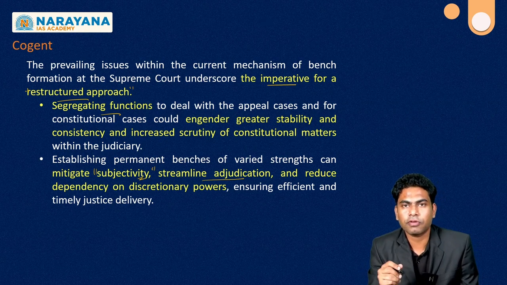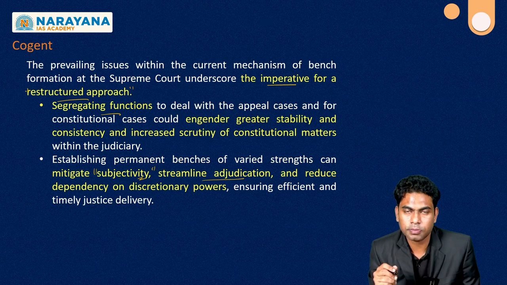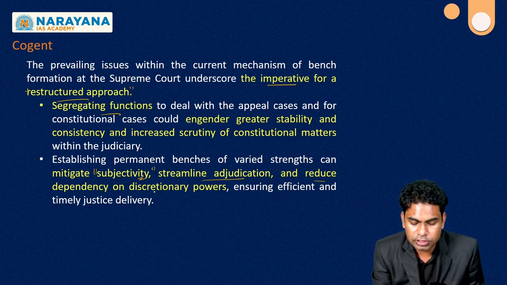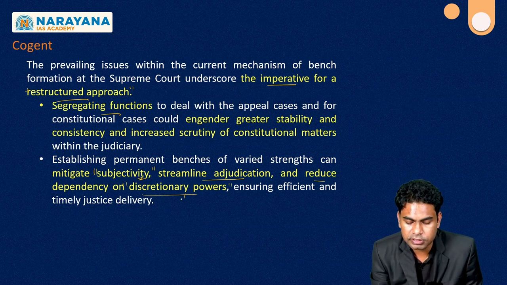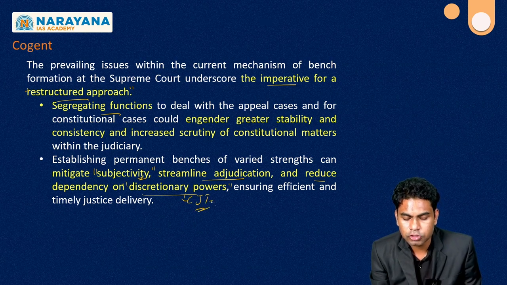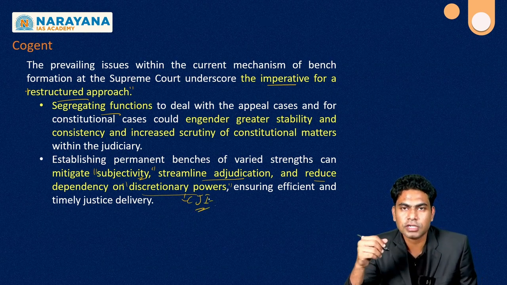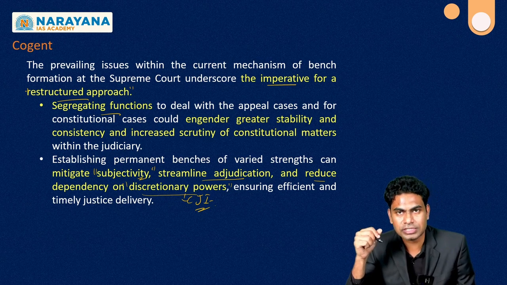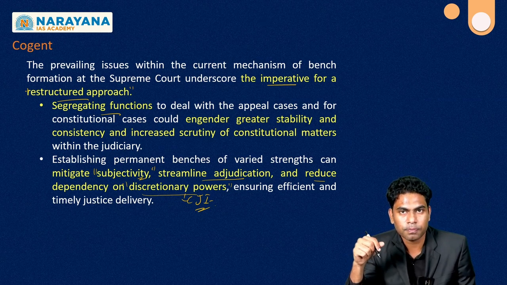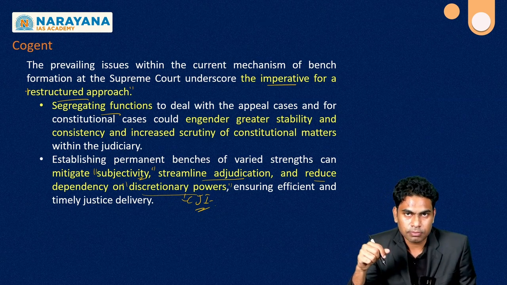And streamline adjudication, that is, it has to be streamlined, it has to be objective, it has to have a particular framework within which allocation of the cases is to be done, and reduce the dependency on discretionary powers, for example, in this case, the Chief Justice of India. So in this way, the Supreme Court could function effectively and efficiently and reduce the caseloads and deal with more caseload in the future. This completes the article.